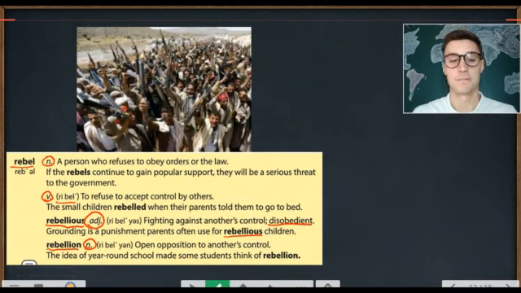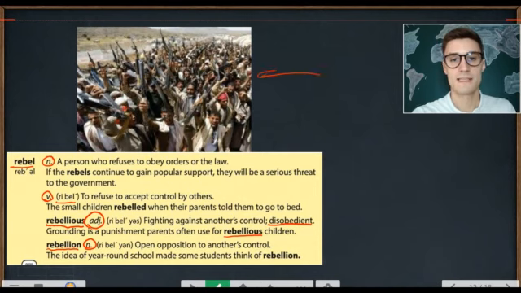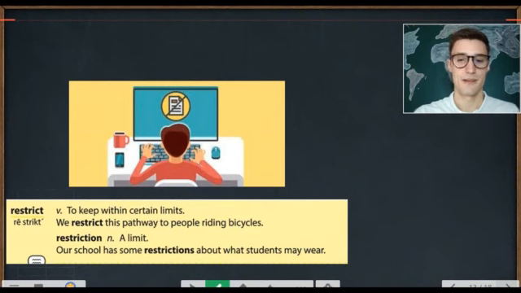It's the rebellion. The idea of year-round school made some students think of rebellion. So the students would openly say, we do not want year-round school. They rebel against it. They make a rebellion. It's the group who verbalizes, who says what they rebel against. Here we can see some rebels. Rebels usually rebel against the government.